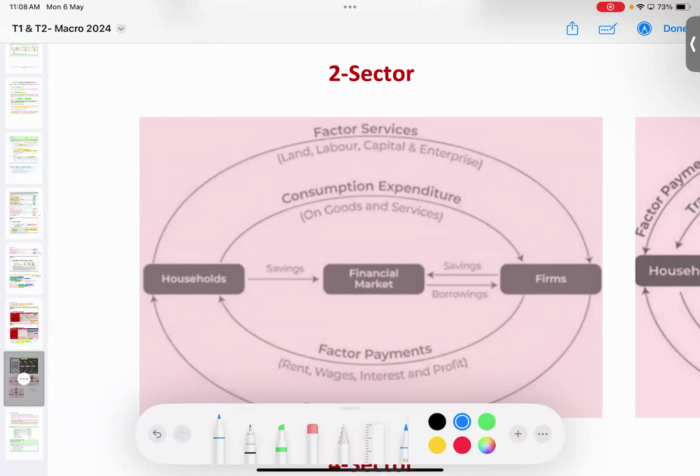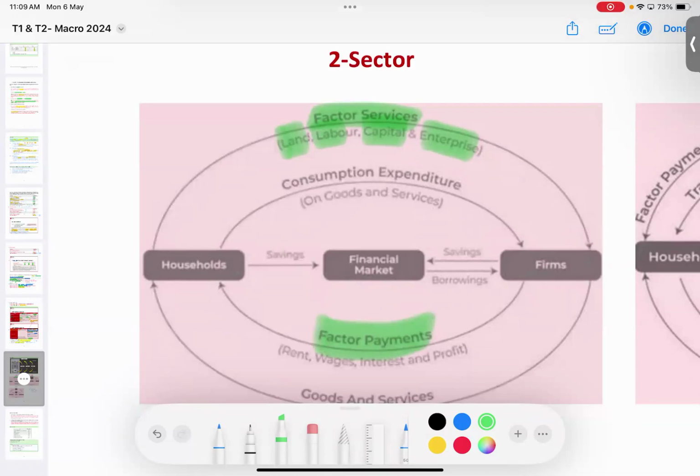First of all, households, people like us, we contribute ourselves, we contribute land, labor, capital, and entrepreneur, which we call factor services, to the firms, and therefore firms will pay us. Let's say we offer land, they pay us rental. We offer ourselves as labor, we get wages. We offer machineries, equipment, capital, then we get interest. And if we are entrepreneurs, we get profit. So firms will give us the factor payments in the form of rent, wages, interest, and profits.